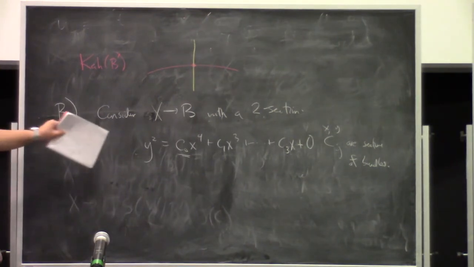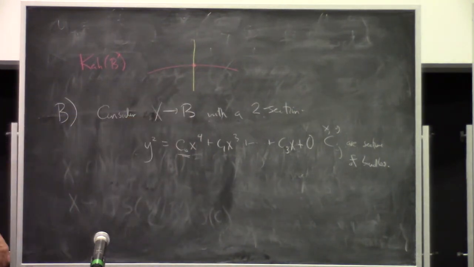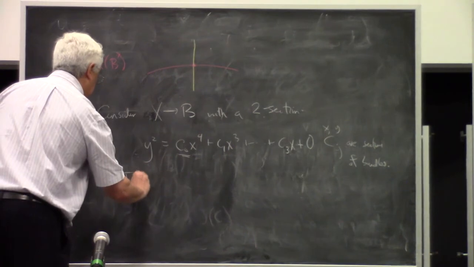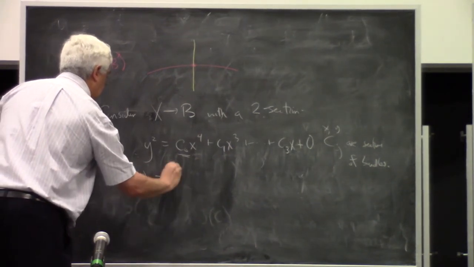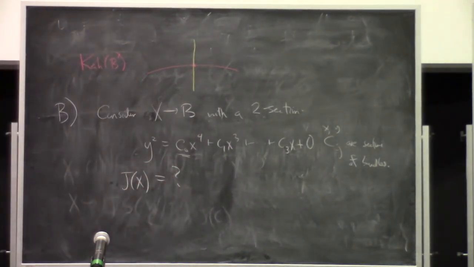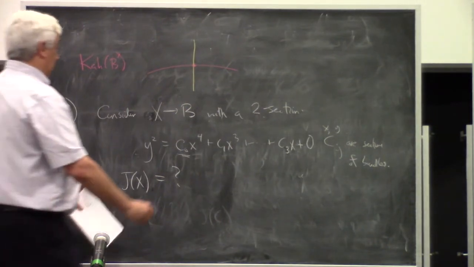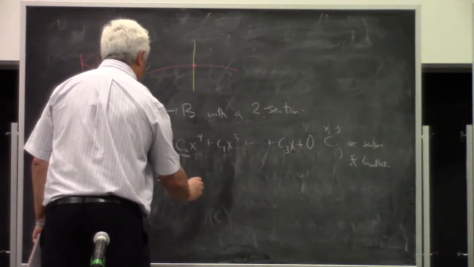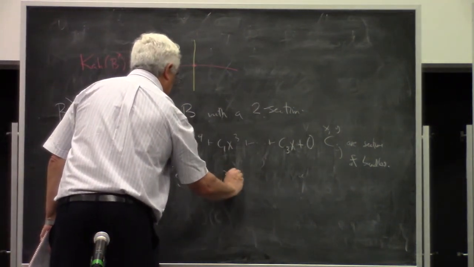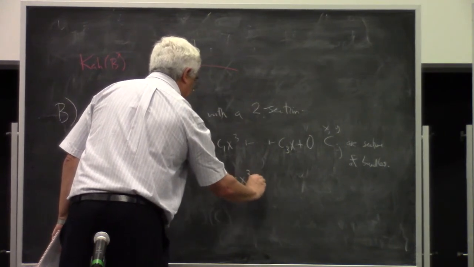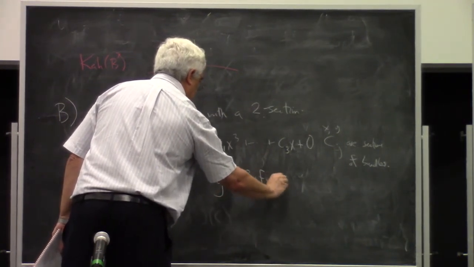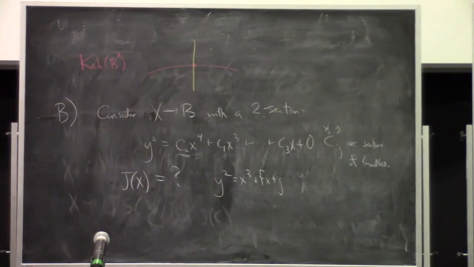So I'd like to run this program here. And to do so, I need to calculate the Jacobian. Well, the Jacobian will be something in Weierstrass form, right? It'll be a resolution of the Weierstrass equation. So there's a y squared equals x cubed plus fx plus g, different x and y, sorry. And f and g are somehow functions of the coefficients c0 through c4.